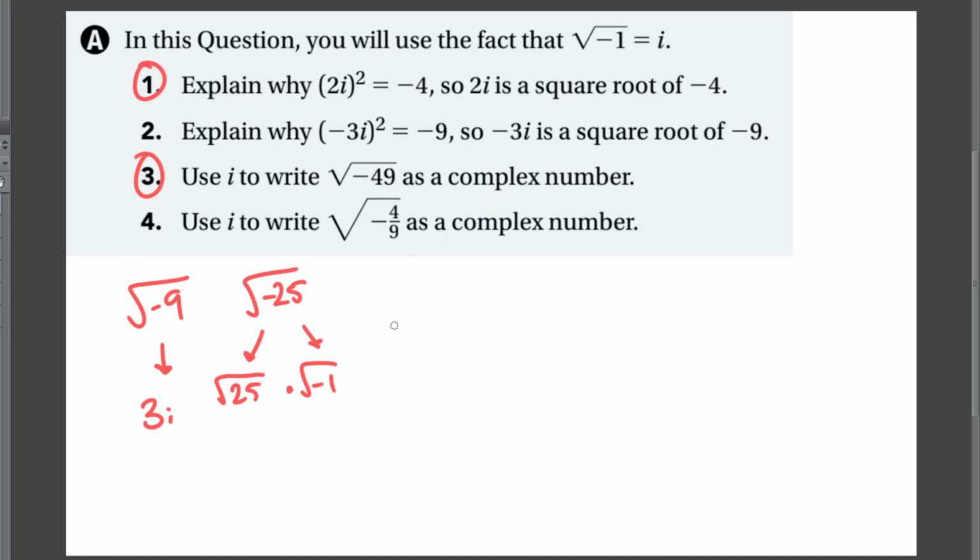We keep the square roots on both of them. Square root of 25 simply comes out to 5, and then the square root of negative 1, as we've talked about a few times, is equal to i. So this is just 5 times i, or 5i.